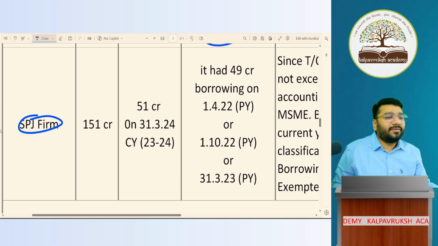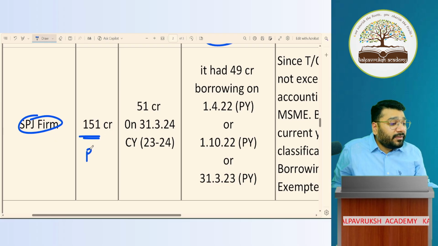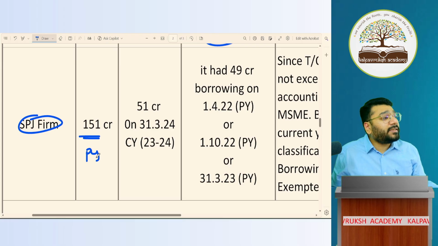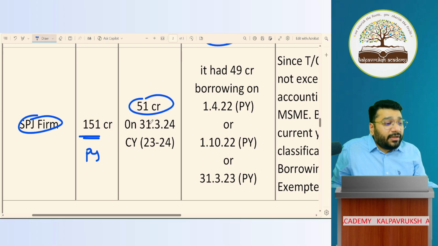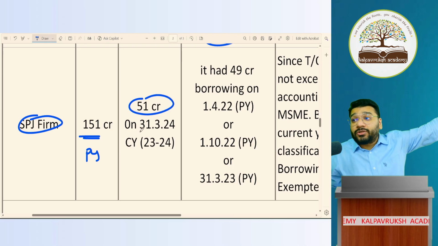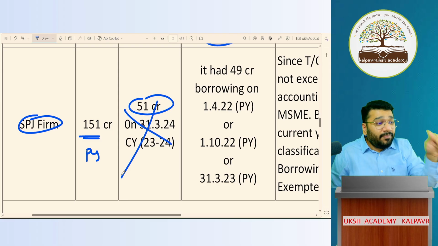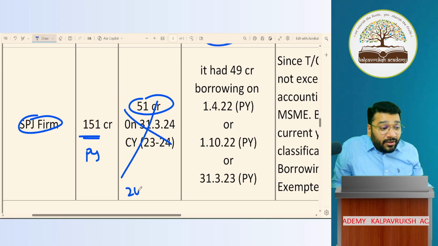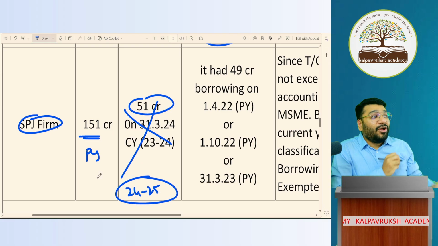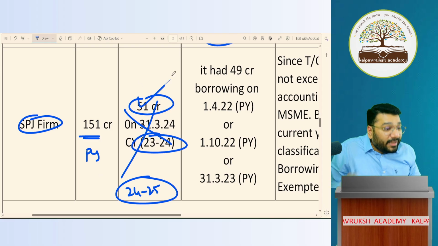SPJ firm. Turnover 151 crore. Which year? Previous accounting year. Last day of the previous accounting year, 51 crore borrowing. Oh, borrowing limit crossed, 50 crore borrowing limit crossed. But no, sir, this is irrelevant. This will become relevant if I'm deciding the MSME criteria for 24-25. For 24-25, previous year is what? 23-24. That means this borrowing is relevant.